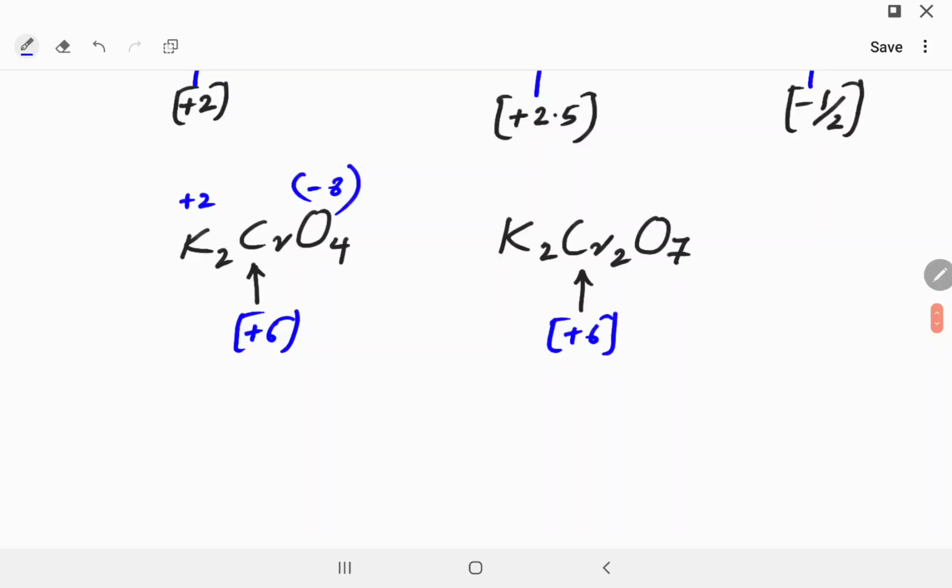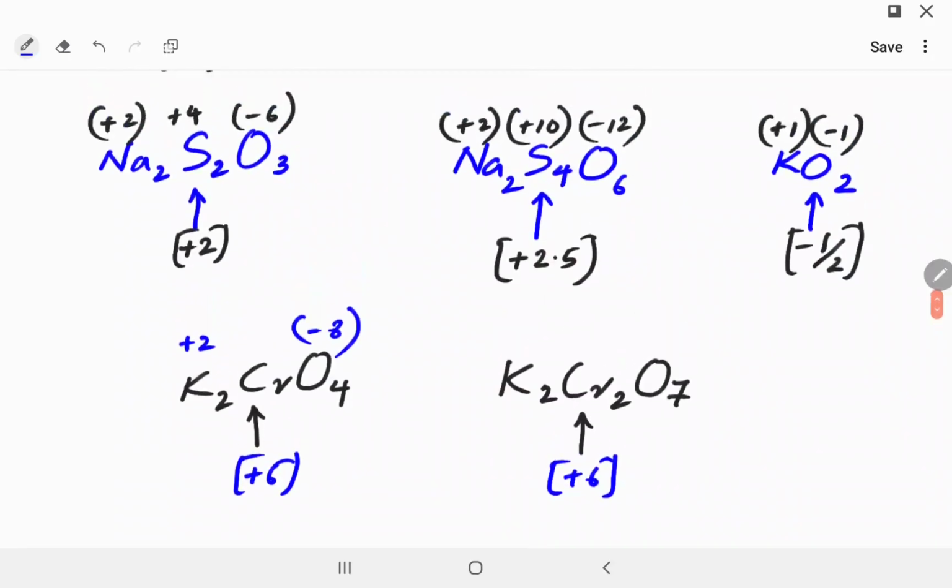With that, I'm going to go to rule number 10. I hope that rule number 9 is very clear to you. According to rule number 9, the sum of oxidation numbers of a neutral chemical compound is equal to 0. That is rule number 9. So let's go to rule number 10 next time. All right.